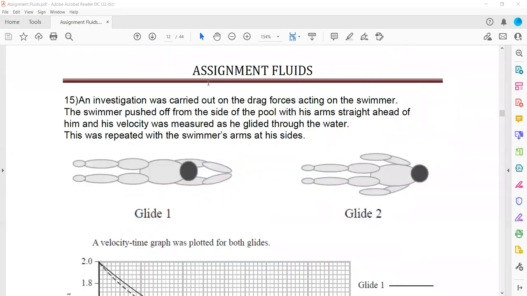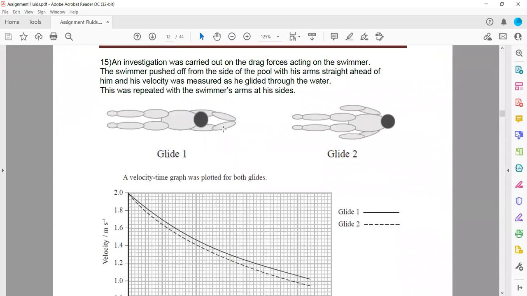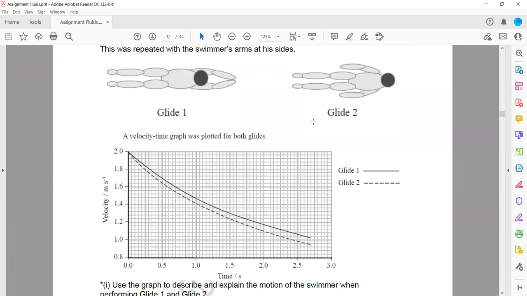In question 15, an investigation was carried out on a drag force acting on the swimmer. The swimmer pushed off from one side of a pool with his straight arms ahead and his velocity is measured as he is gliding through the water. Gliding means he's not using his arms to stroke or to swim. And there are two ways he's gliding. Glide 1 and glide 2 show the same swimmer, but different ways he's gliding.